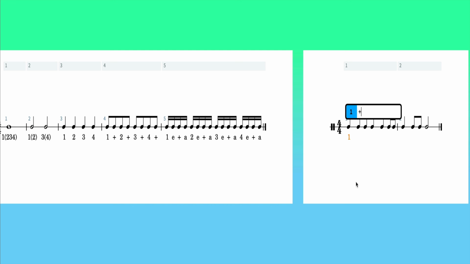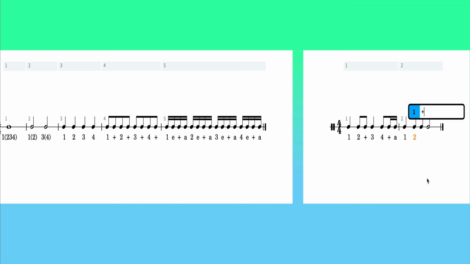1 and, oh sorry, did that wrong. 1, 2, and 3, 4, and. And then the last measure is just going to be 1, 2, and 3. And in parentheses, what we don't say is 4. Okay.